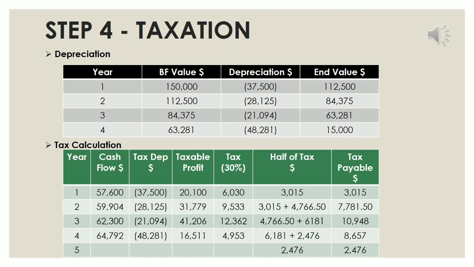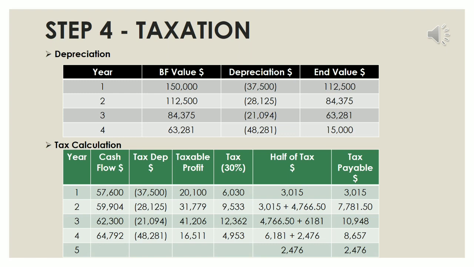So how we can calculate our depreciation for the fourth year is, we have to deduct $15,000 from the fourth year's brought forward value, which is 63,281. This will result as the depreciation for the fourth year, which is 48,281.